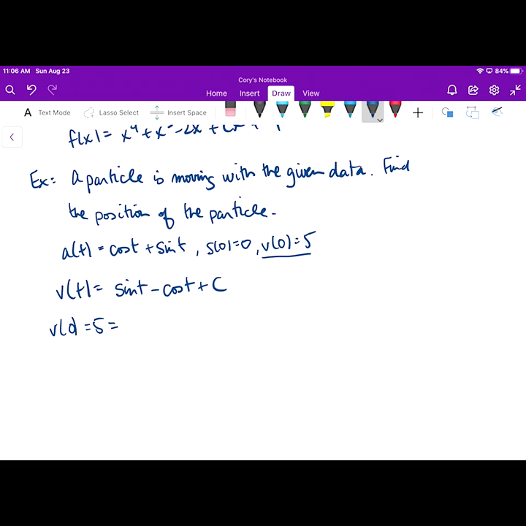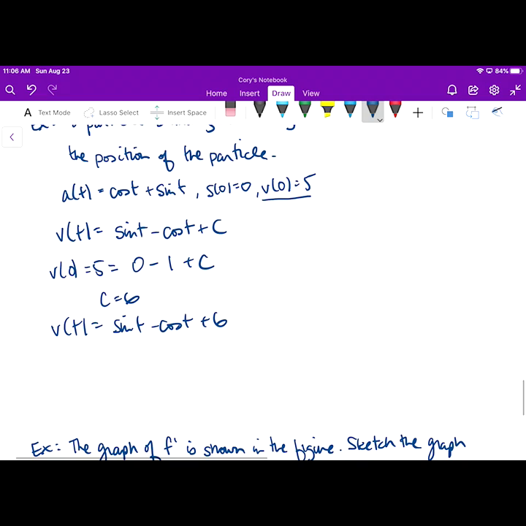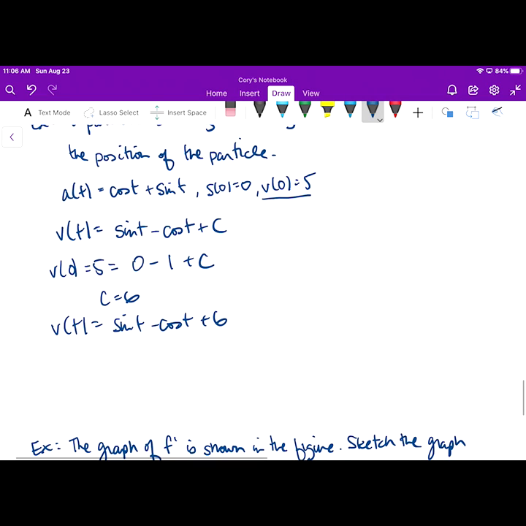And then when we plug 0 in the place of t, the sine of 0 is 0, minus the cosine of 0 is 1, plus c, which makes c equal to 6. Thereby making the velocity function v of t equal to the sine of t minus the cosine of t plus 6.